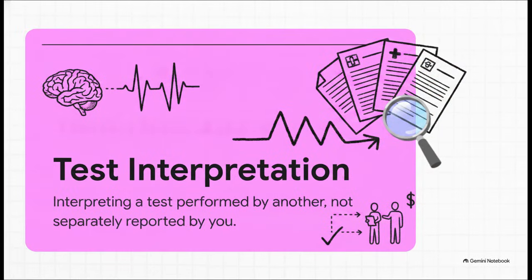Shifting gears to Category 2, we have the independent interpretation of tests. This only counts if the test has a CPT code, where a formal interpretation or report is typically expected, and it was actually performed by another physician or qualified healthcare professional. Crucially, your provider has to document their own independent interpretation of it. And, tying it back to our earlier rule, they absolutely cannot be billing for that service separately.